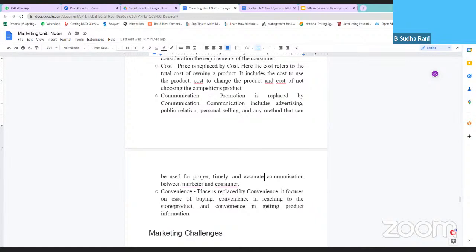The fourth P, place, has been replaced by convenience. Earlier, you used to have different intermediaries and channels only in certain places. But now what happened?